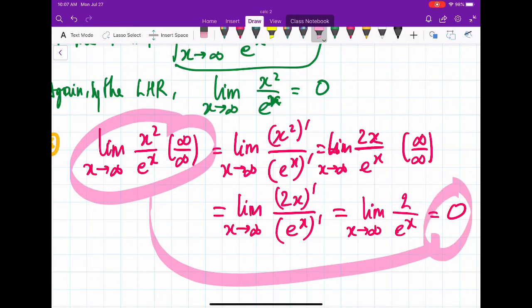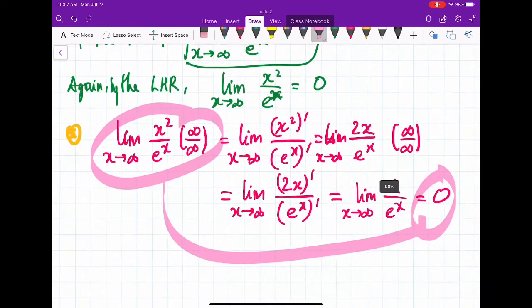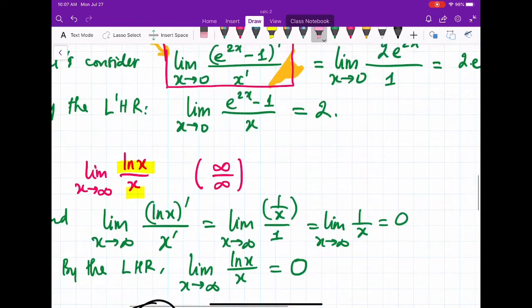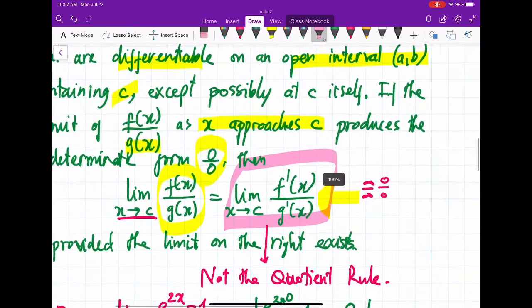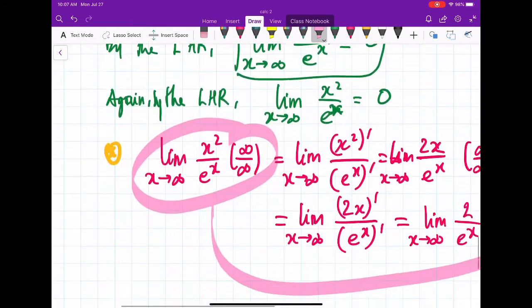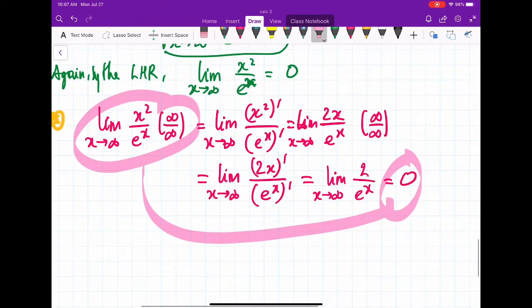I will tell you this: I don't encourage writing in this way, because the L'Hopital rule can be applied only in the case when the limit of f derivative divided by g derivative exists, only in this case. Does that make sense? So we cannot write the whole chain, because you don't know in which step the limit does not exist. Does that make sense?